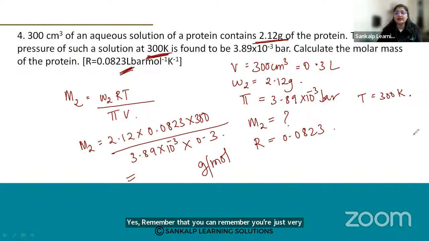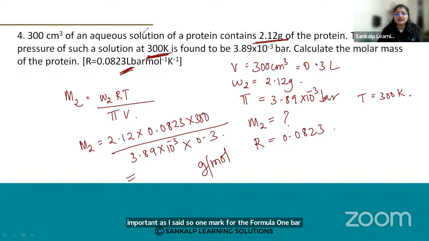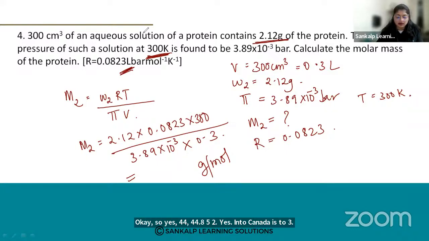As I said, 1 mark for the formula, 1 mark for the correct substitution, and 1 mark for the right answer with the correct unit. So yes, 44.852 into 10 raised to 3 gram per mole. Good, good. Yes, Vedavati, Elsa, Priyanka, then Prakash, Vishal. Yes, good.